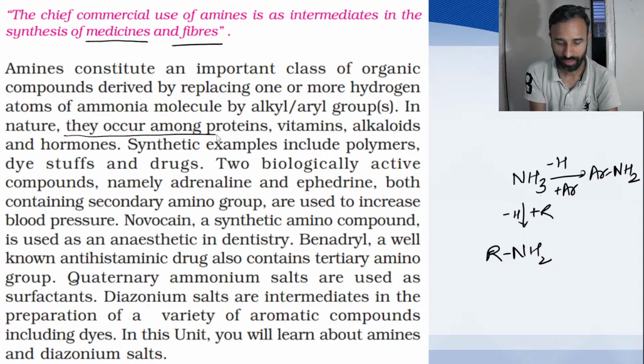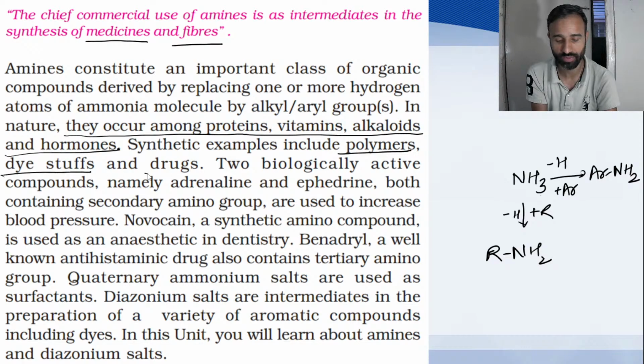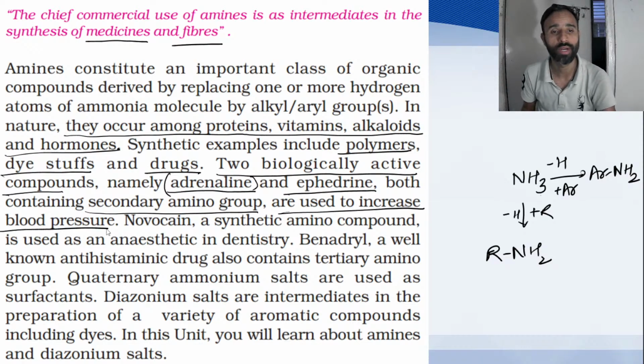So in nature they occur among proteins, vitamins, alkaloids, and hormones. Synthetic examples include polymers, dyestuffs, drugs, and two biologically active compounds, namely adrenaline and ephedrine. Adrenaline is used in mood changing, and both contain a secondary amino group and are used to increase blood pressure.